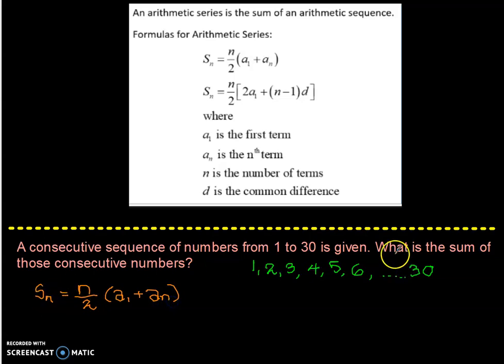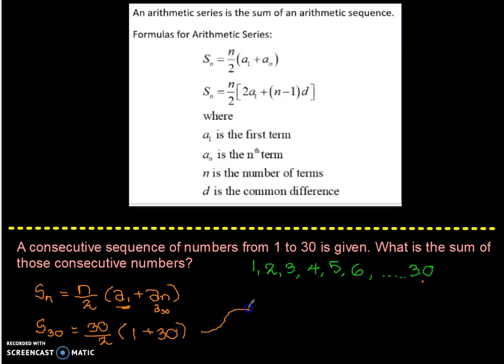Now keep in mind, we want to know the sum of these consecutive numbers from 1 to 30. So there are 30 terms in this sequence. So n would be 30. So 1 is the first term, 2 is the second term, 3 is the third term, so on and so forth, which is how I know 30 would be the 30th term. A sub 1 means the first term, which is 1, and we've already established n is 30, so a sub 30 means they're asking for the 30th term, which is 30 in this case.